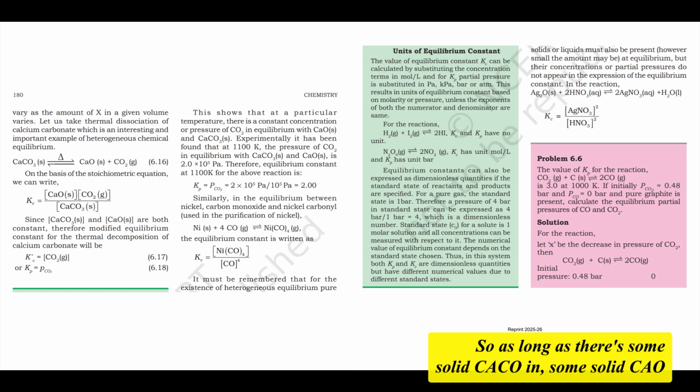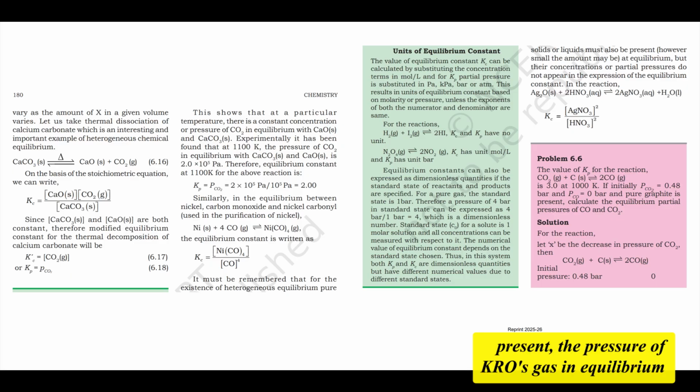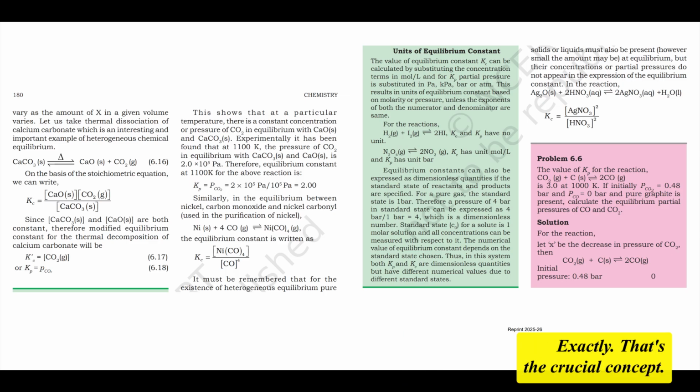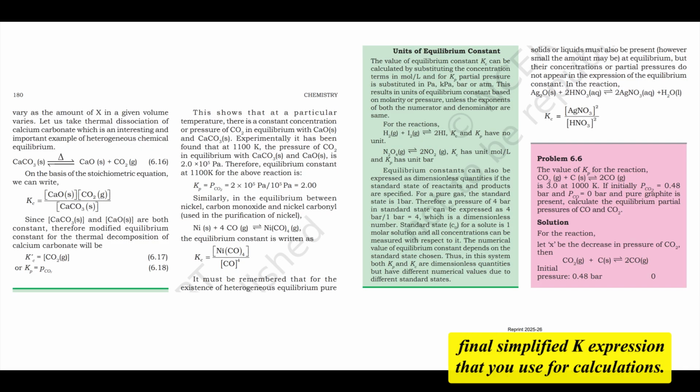Wow, okay. So as long as there's some solid CaCO3 and some solid CaO present, the pressure of CO2 gas in equilibrium with them will be constant at a given temperature, no matter if I have a tiny amount or a huge pile of the solids. Exactly. That's the crucial concept. The pure solids or pure liquids must be present for the equilibrium to exist, but their concentration terms do not appear explicitly in the final simplified K expression that you use for calculations.